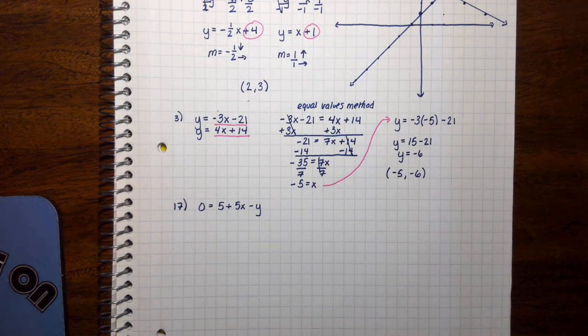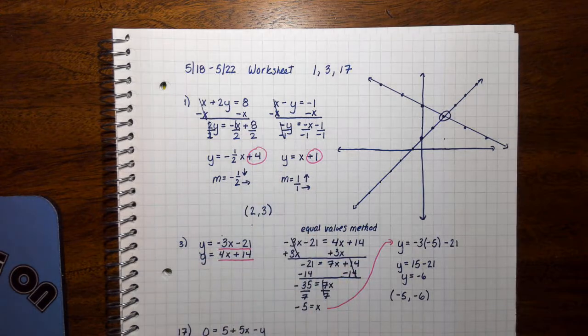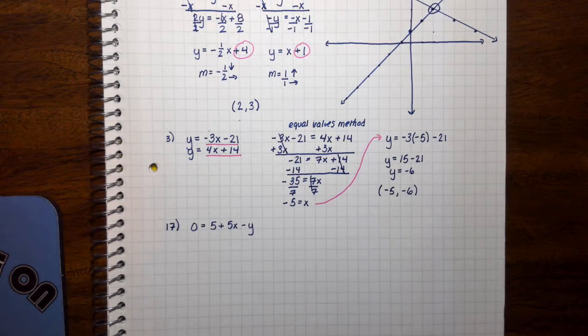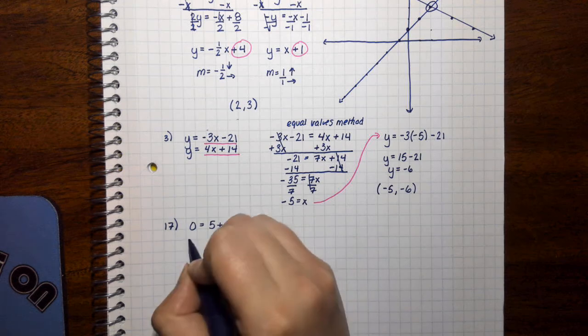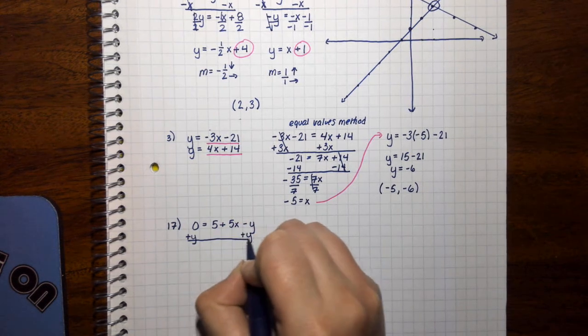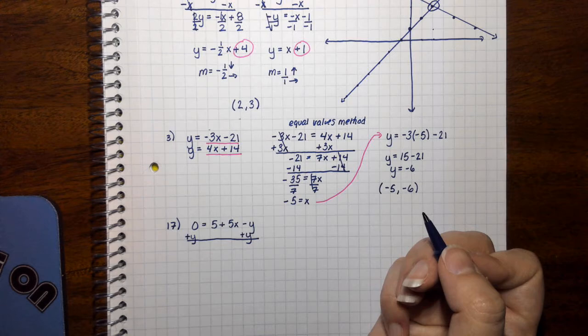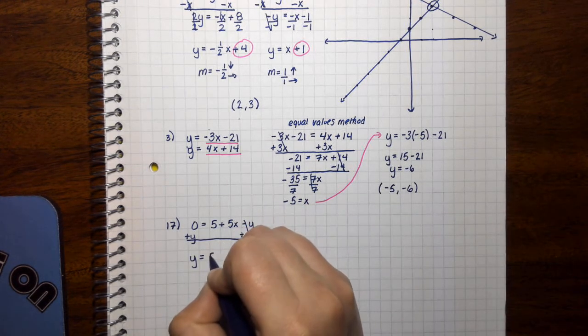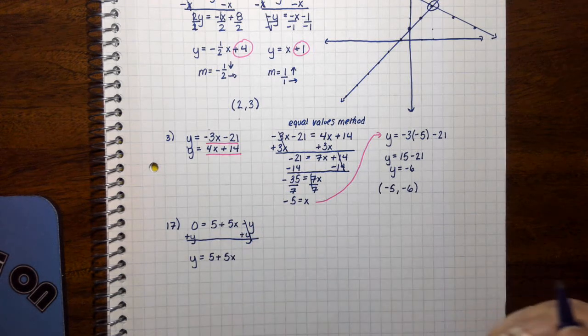So the directions were to write the slope-intercept form of the equation of each line, which means rearrange this to look like y equals mx plus b. Exactly the same sort of thing I did up here. It's just that notice it's kind of all messed up. Okay, what we know is that the y needs to go in front. So the first thing I'm going to do is add y to both sides so that I can get it onto the left side of the equals. That will cancel, and I have y equals 5 plus 5x.